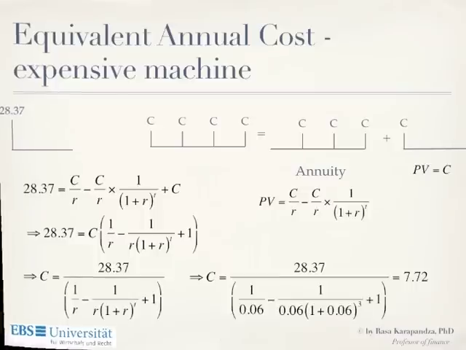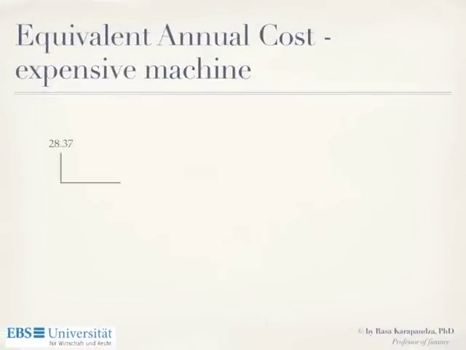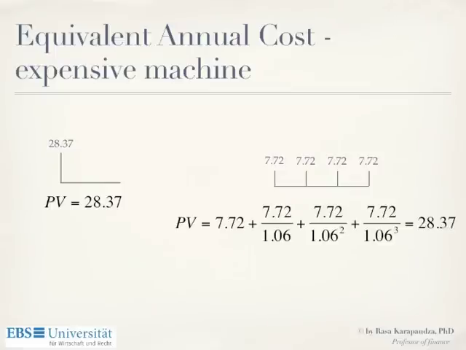So what does it mean? It means that $28.37 today is actually the same thing as 7.72 today, in a year from now, in 2 years from now, in 3 years from now. And you can see that if you discount it with 6%, this will give you exactly 28.37. So what does it mean? This means that this machine costs you 7.72 per year. This is for the expensive machine.